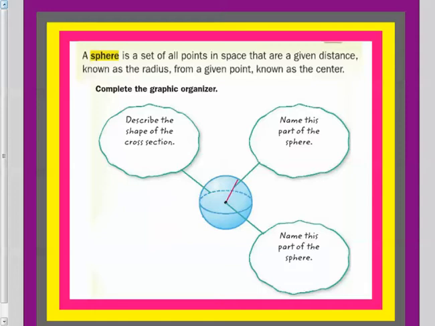Today we're talking about spheres and finding their volume. A sphere is a set of points in space that are all about the same given distance, known as the radius, from any given point known as the center.